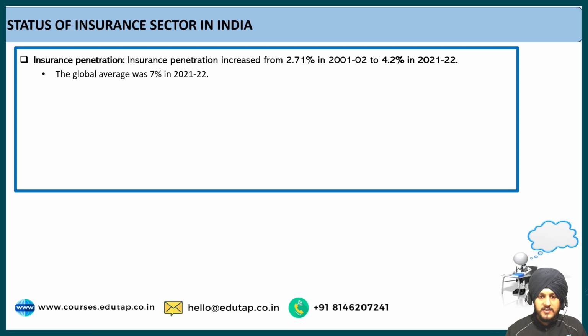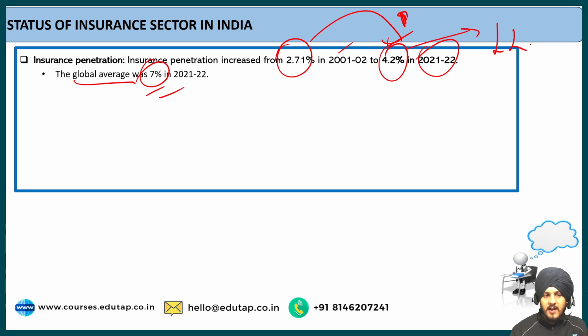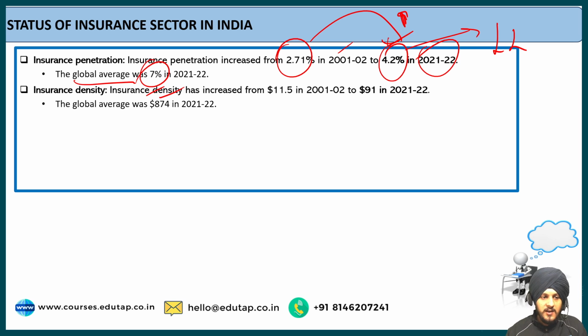The insurance penetration in India has increased from 2.71% in 2001-02 to 4.2% in 2021-22. So it has increased, but if we compare it with the global average of 7%, then 4.2% is still lower and should be increased more, so that more and more people become a part of the insurance sector. And as we know, the insurance premium as a part of the GDP will also certainly improve. The second point is regarding the insurance density.